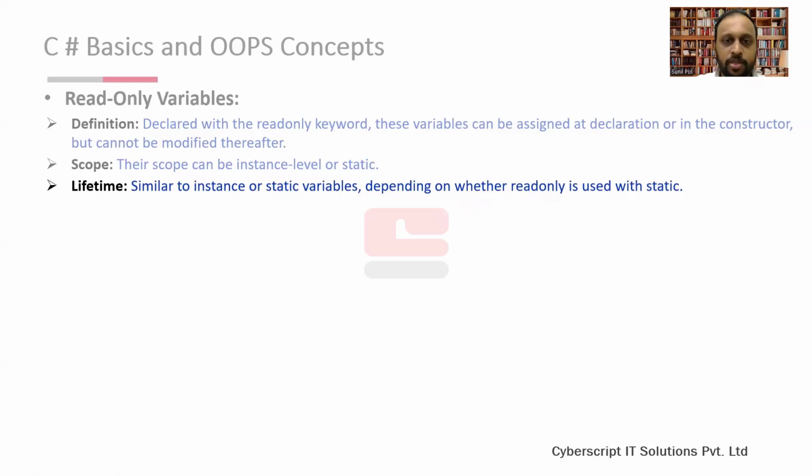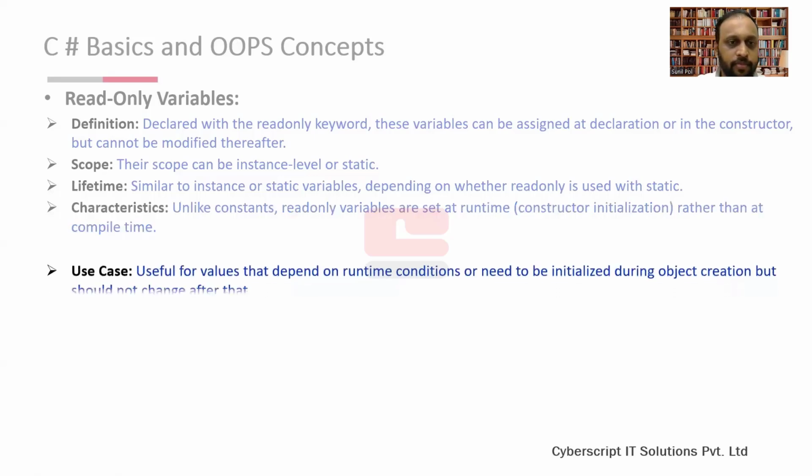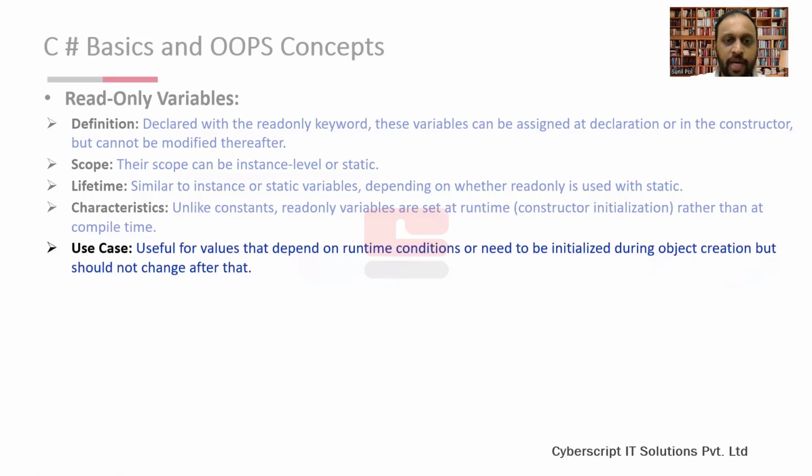Lifetime: similar to instance or static variables, depending on whether readonly is used with static or not. So what are the characteristics of the read-only variables? Unlike constants, read-only variables are set at runtime rather than at compile time. Constant variables must be initialized at compile time only, but read-only variables can be assigned at runtime as well. Use cases: useful for values that depend on runtime conditions or need to be initialized during object creation, but should not change after that.